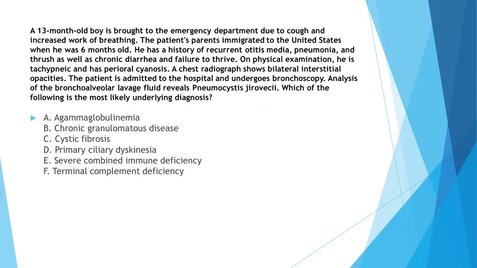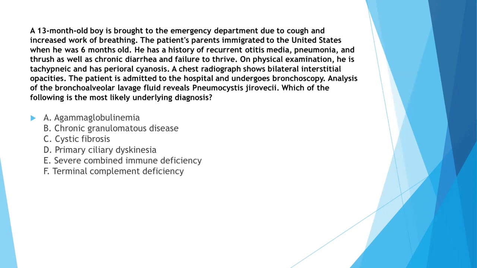A 13-month-old boy is brought to the emergency department due to cough and increased work of breathing. The patient's parents immigrated to the United States when he was 6 months old. He has a history of recurrent otitis media, pneumonia, and thrush, as well as chronic diarrhea and failure to thrive. On physical examination, he is tachypneic and has perioral cyanosis. Chest radiograph shows bilateral interstitial opacities. The patient is admitted to the hospital and undergoes bronchoscopy. Analysis reveals Pneumocystis jirovecii. Which of the following is the most likely underlying disease?